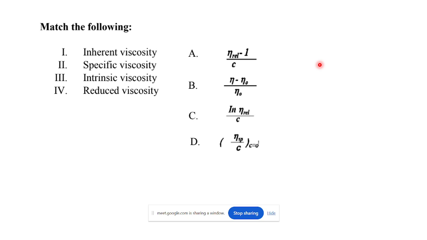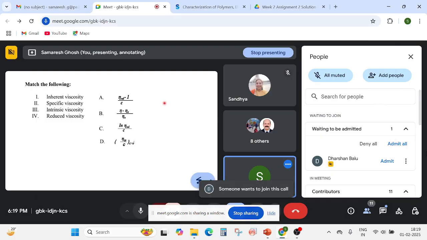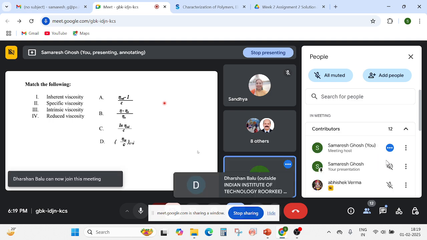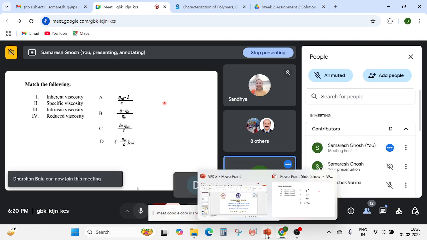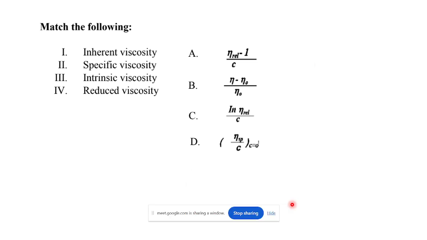If you have doubt, please ask. Whether it is clear or not.